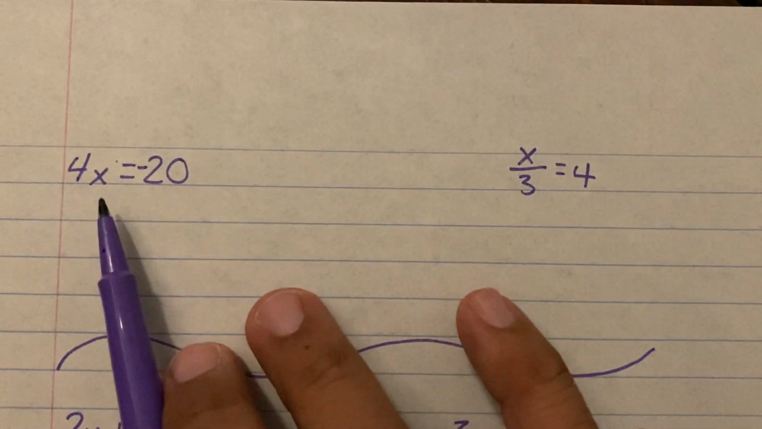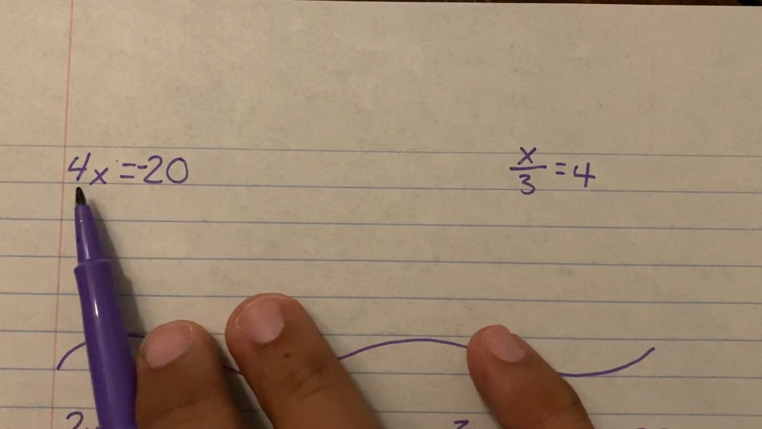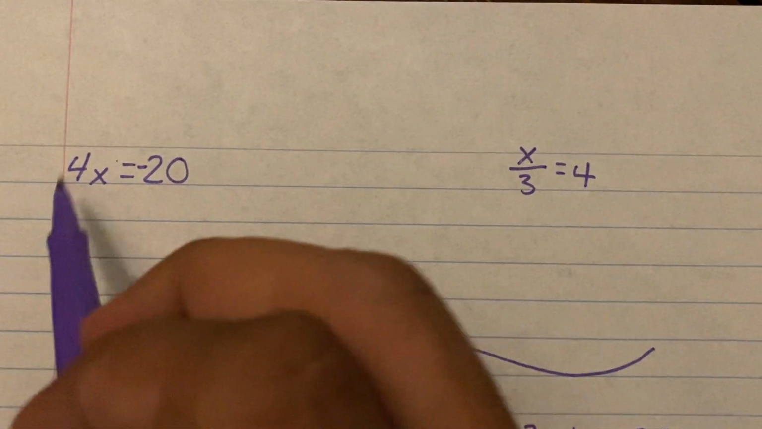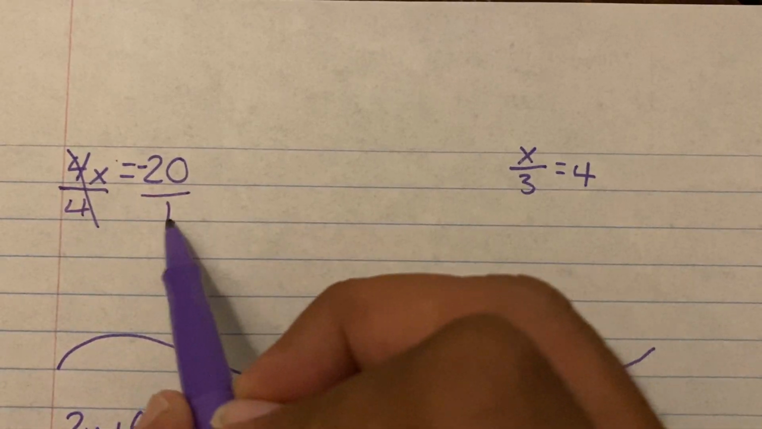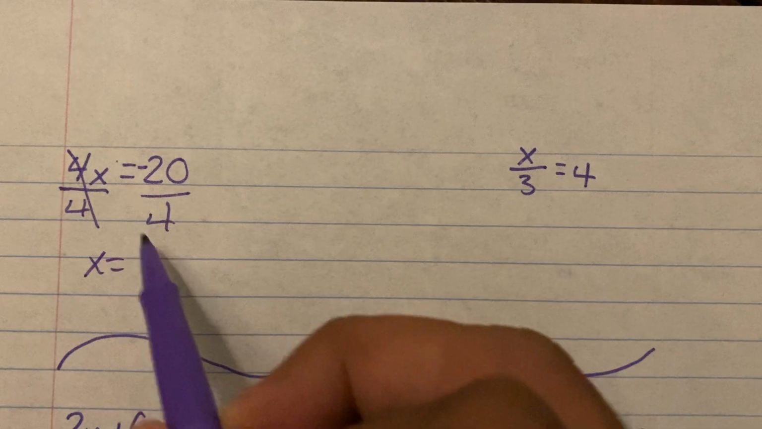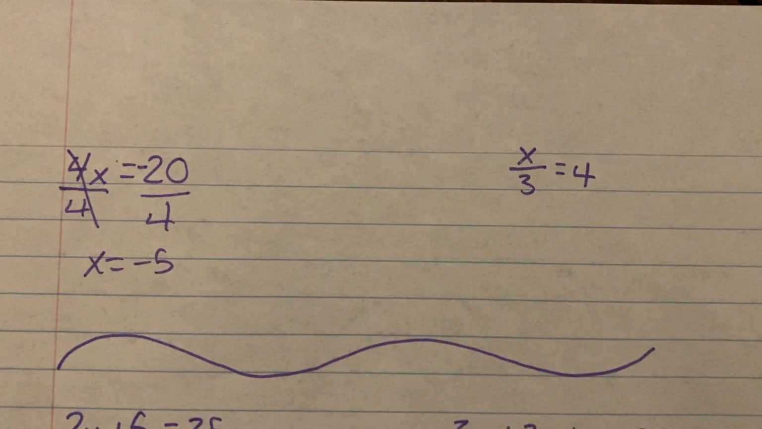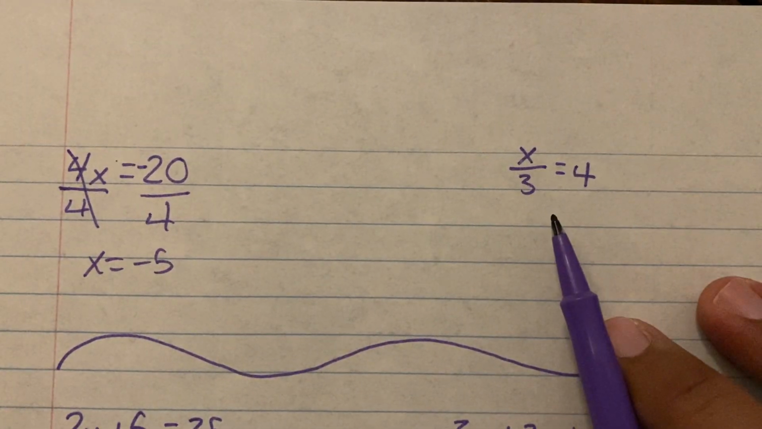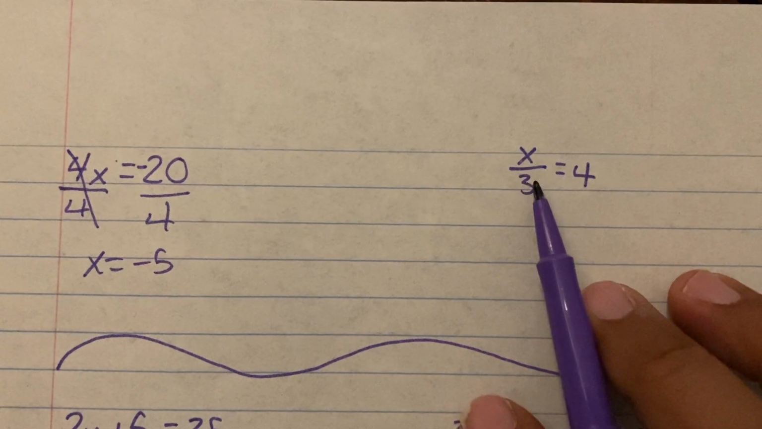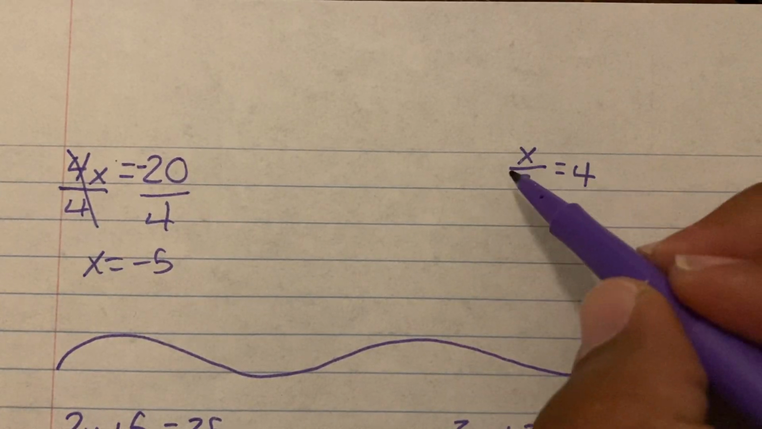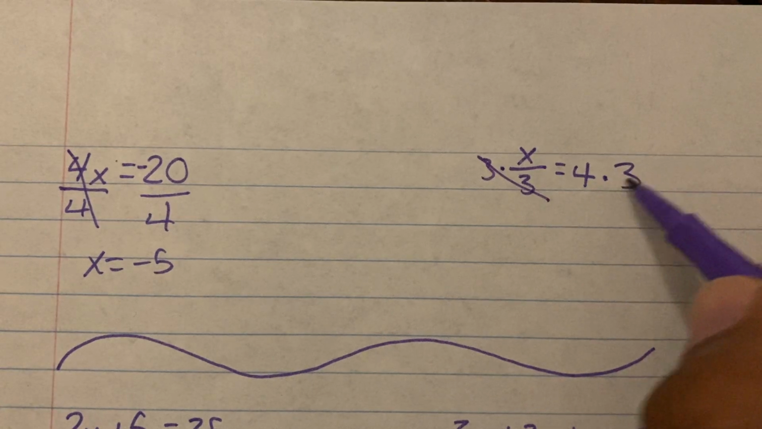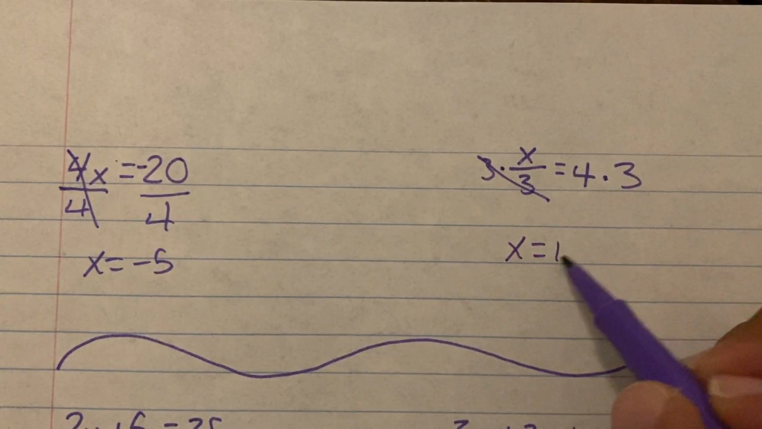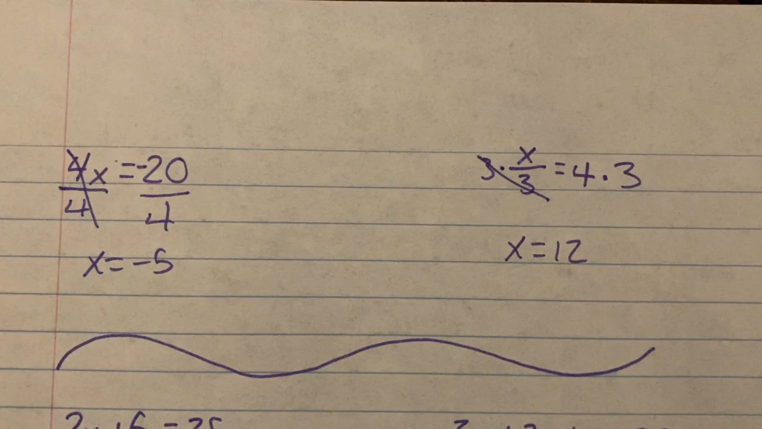So 4x equals negative 20. 4 and x are multiplying, so we're going to divide. I divide with a line like this. X equals negative 5. Then here, x is being divided by 3, so we're going to multiply by 3 on both sides. Okay, and there we go.